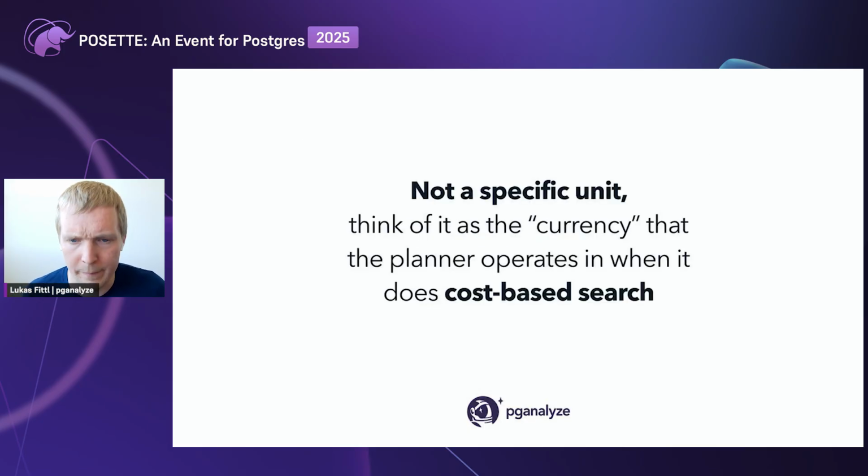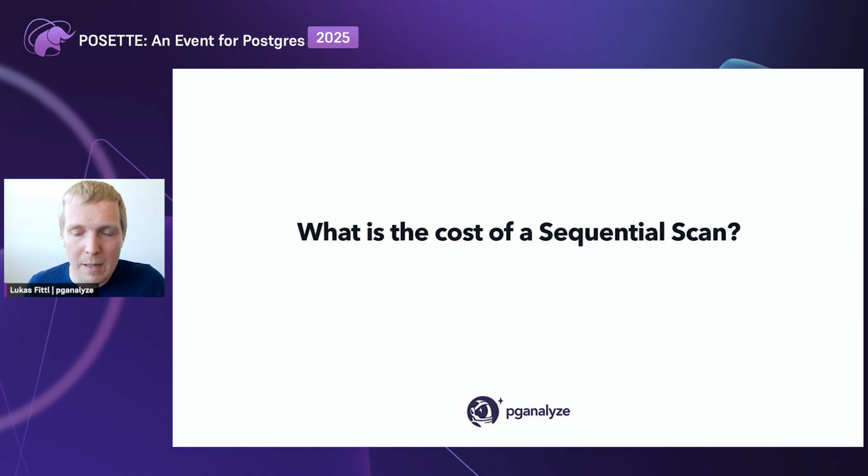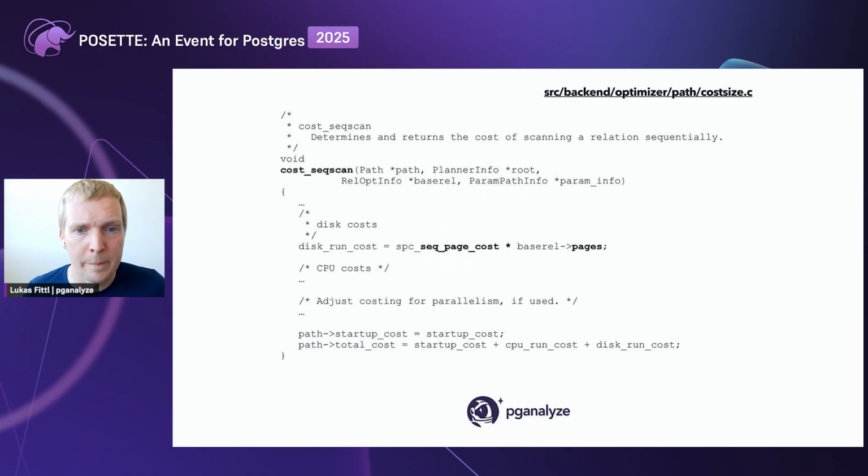But what is cost really? Cost is not really a specific unit. It's more a currency that the planner uses when it does its cost-based search. You could argue that maybe what it means is the cost of sequential scan. So one of the core things, if you look at how Postgres internally costs a sequential scan on a table, it basically multiplies the sequential page cost, which is set to 1 by default, with the number of pages you're looking for. So if you have a table that has 8,000 pages, the sequential scan cost will be 8,000 roughly. So you could say that that base sequential scan cost basically is what all the other costs are based on.